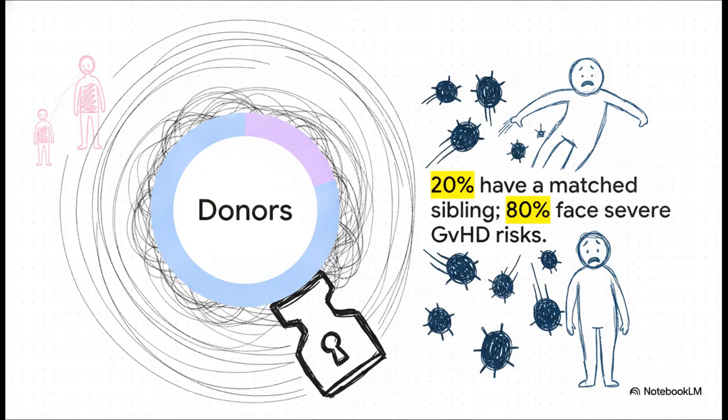But there's an agonizing catch, and it comes down to the numbers. Less than 20% of patients actually have a matching unaffected sibling donor. That leaves a staggering 80% of patients completely without a match.